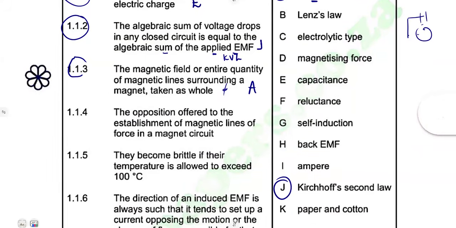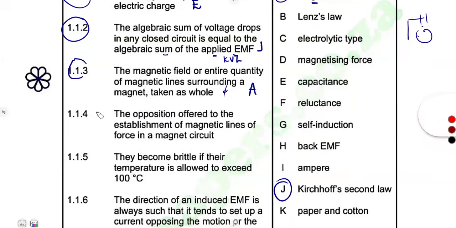All right. Then another part, 1.14. We are given the opposition offered to the establishment of magnetic lines of force in a magnetic circuit. The opposition offered, that's reluctance. Yes, this is reluctance, guys. And we have reluctance here on F. So that is F here.